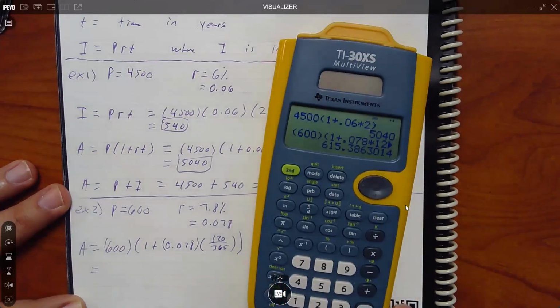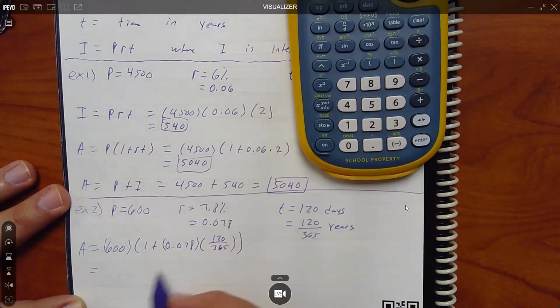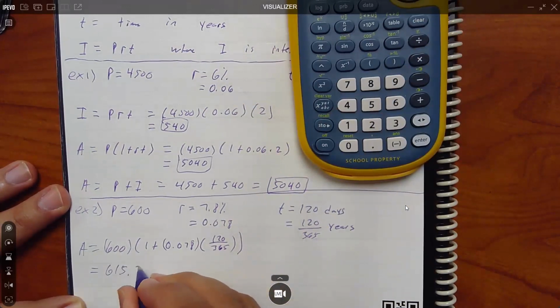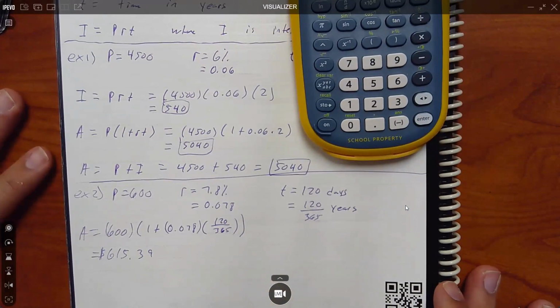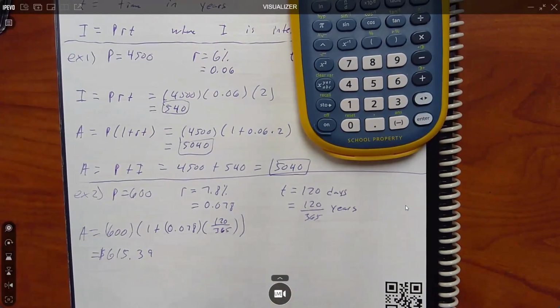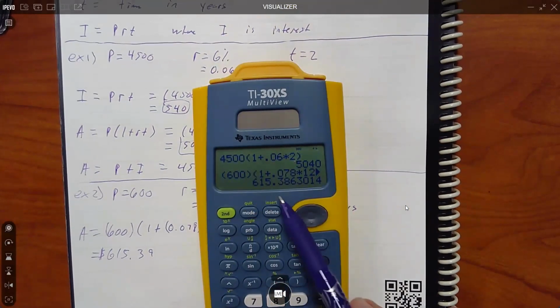$615 sounds reasonable. So all of this right here, she will owe $615.39 if you round to the nearest cent. The homework should tell you the nearest dollar, nearest cent. Usually won't go to fractions of a cent. So I had 0.386. So I round to the nearest cent.